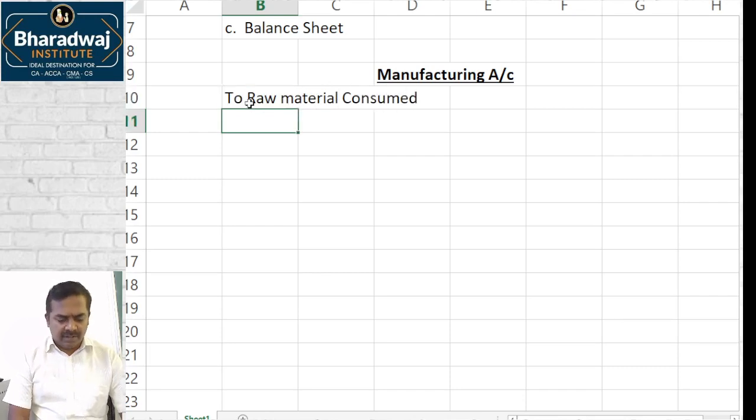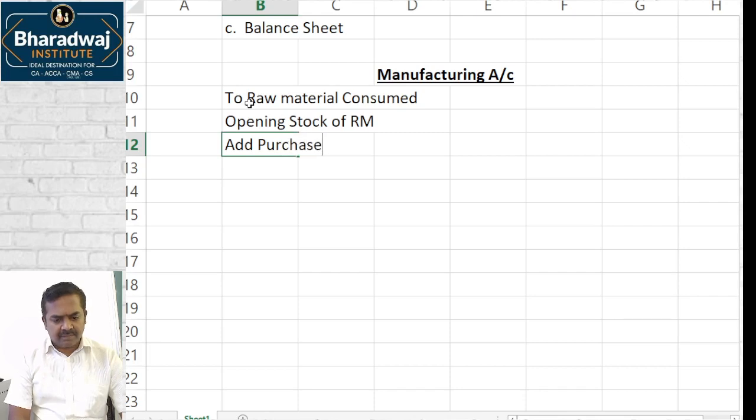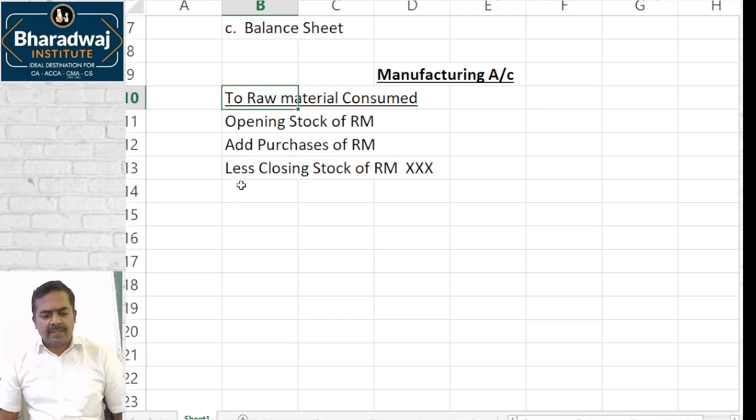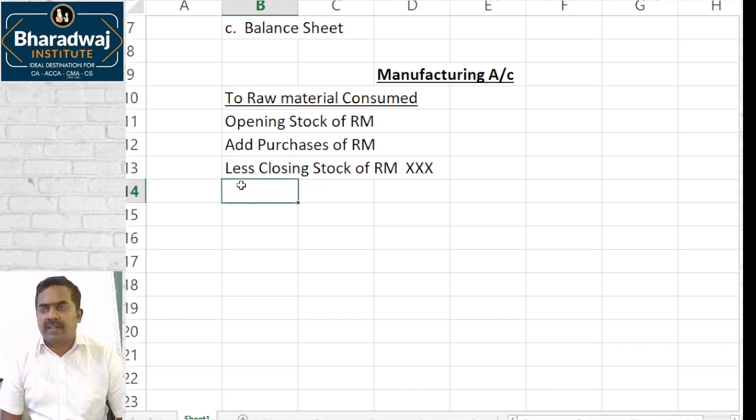How to find out this? Take the opening stock of raw material, add purchases of raw material, less closing stock of raw material. This will give us raw material consumed. Then you record all the other direct expenses.